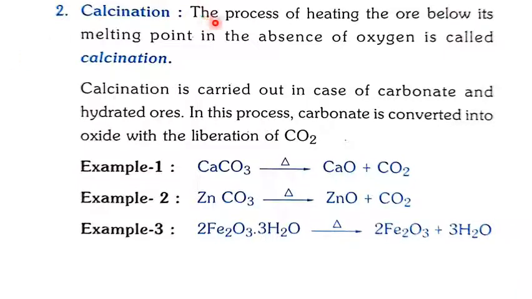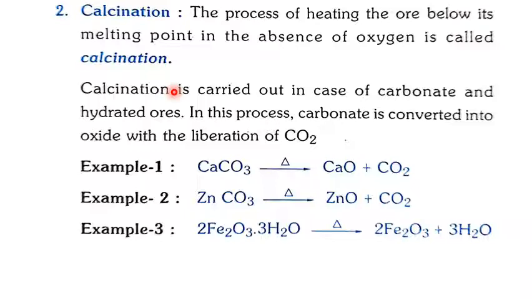So what is calcination? The process of heating the ore below its melting point in the absence of oxygen is called calcination. Calcination is carried out in case of carbonate and hydrated ores. In this process, carbonate is converted into oxides with the liberation of CO2.